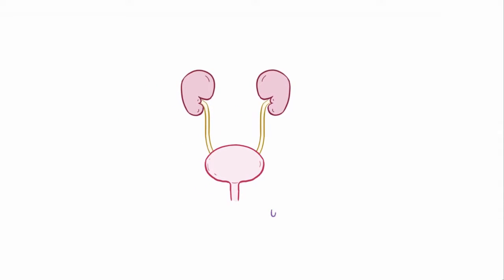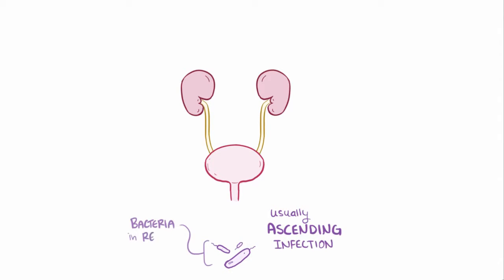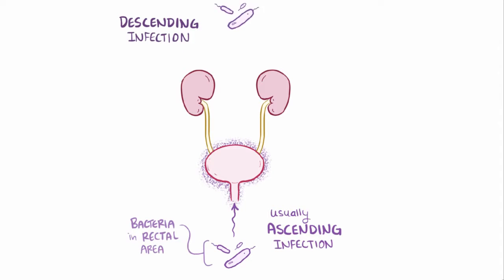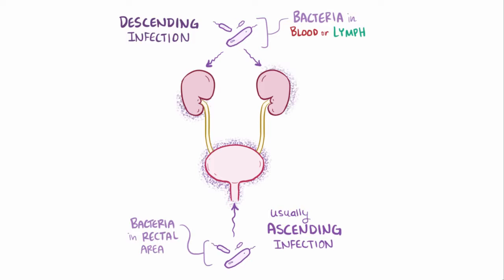Lower UTIs are almost always caused by an ascending infection, where bacteria typically move from the rectal area to the urethra, and then migrate up the urethra and into the bladder. Having said that, on rare occasions, a descending infection can happen as well, where bacteria starts in the blood or lymph, and then goes to the kidney and makes its way down to the bladder and urethra.